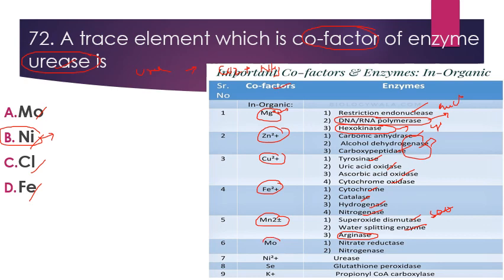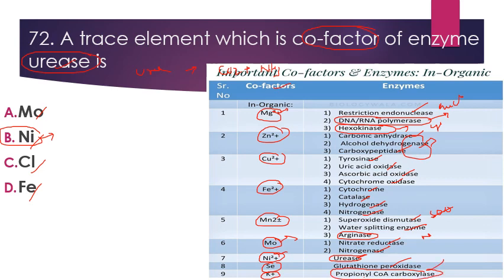Then we have this important cofactor, that is molybdenum. It is important for nitrogen fixation, so it is used in enzymes like nitrate reductase and nitrogenase. Next, this nickel ion, so it is used in case of urease enzyme that I have already discussed. Then selenium. Selenium is used as a cofactor in enzyme like glutathione peroxidase. Then potassium ion, this is used as cofactor for enzyme like propionyl coenzyme A carboxylase.